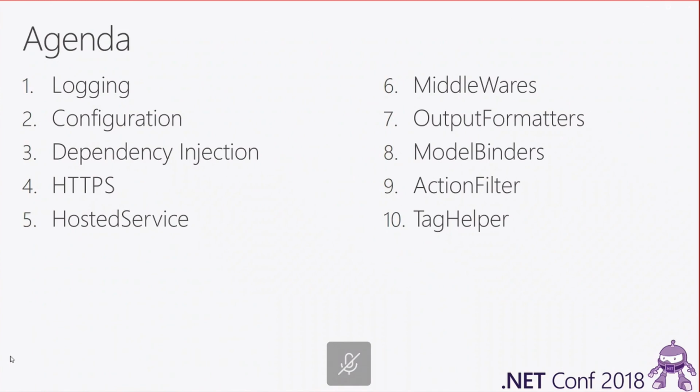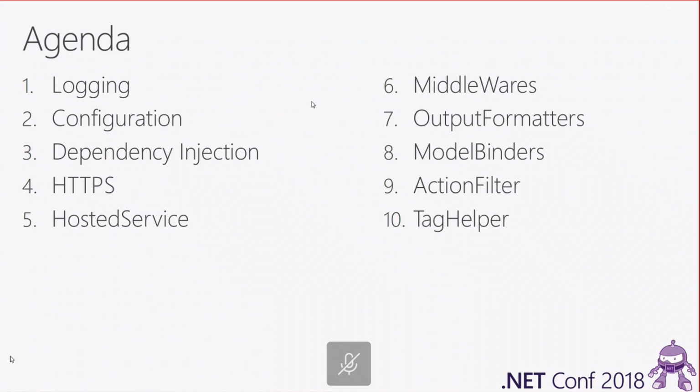So the first topic is about logging, how you customize your logging or add a custom logger, whatever you want to do. We go through configuration, dependency injection, HTTPS, and hosted services. What I really like about hosted services is that they do something in the background. And then we go through middleware, output formatters, model binding, and action filters can help us. As you can see, we're going from the C# backend up to the view.